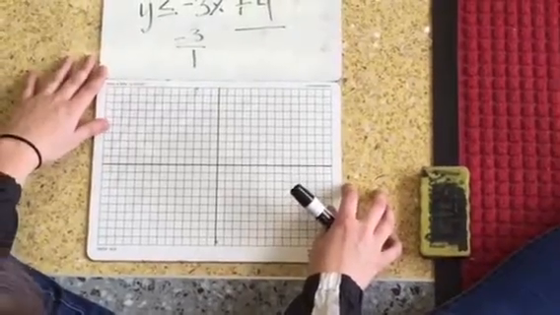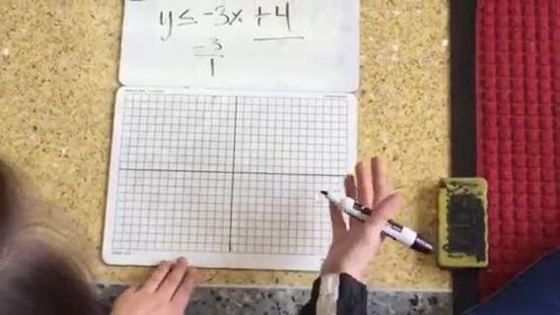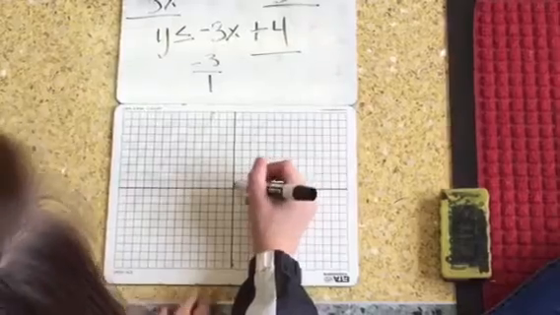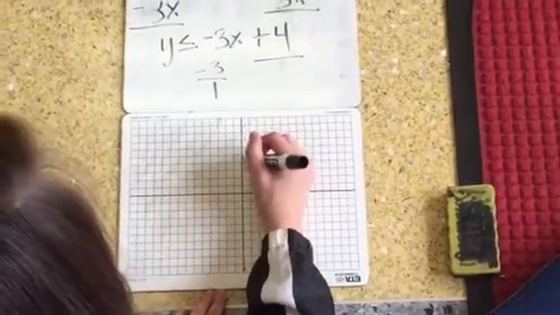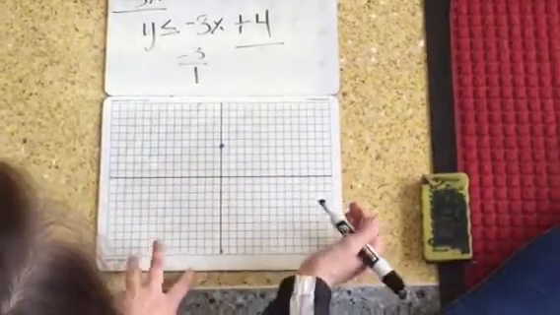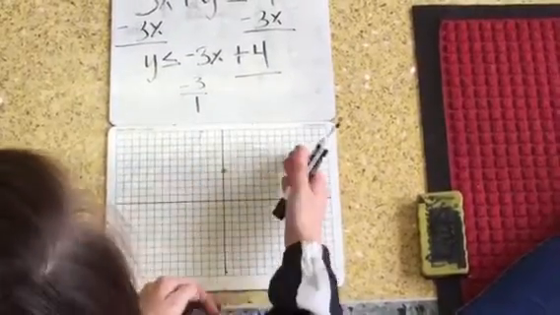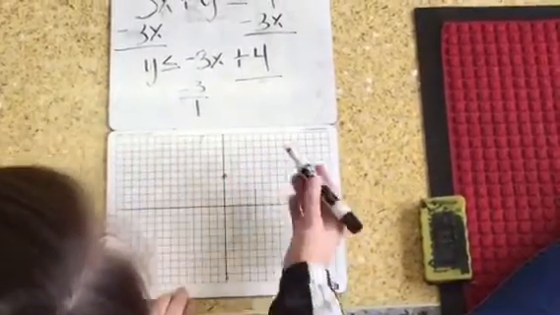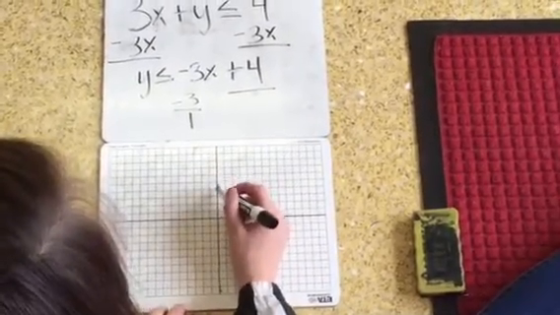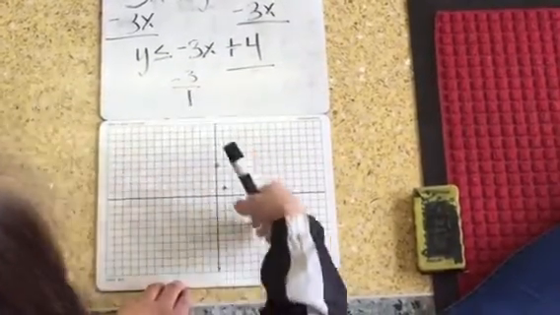So to graph it, what I usually do is put the y-intercept in first. So my y-intercept is 4. It's a positive 4, so you'd go up 1, 2, 3, 4, and put that point there on the y-axis. And then using your slope, you would create a line from your y-intercept. So your slope is negative 3 over 1, and a negative goes down, so you would go down 1, 2, 3, and go over 1, so that it's a negative line.